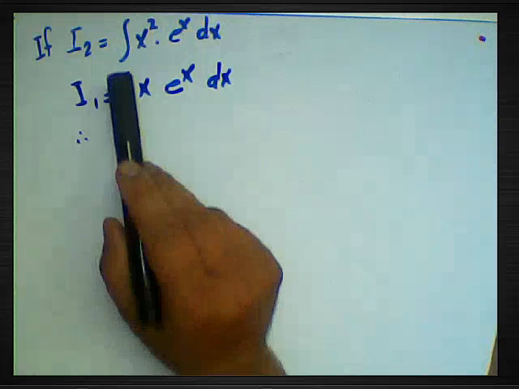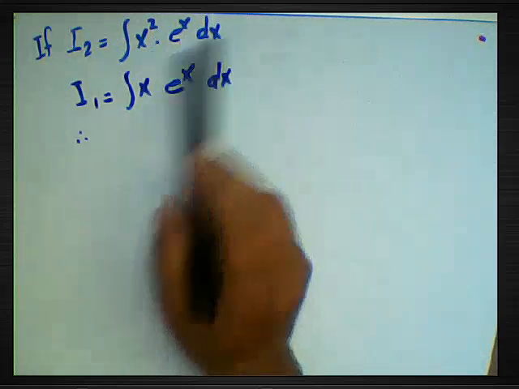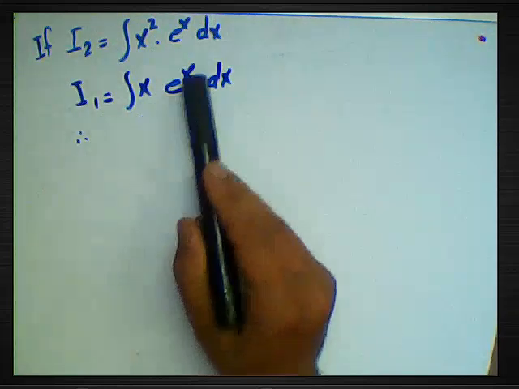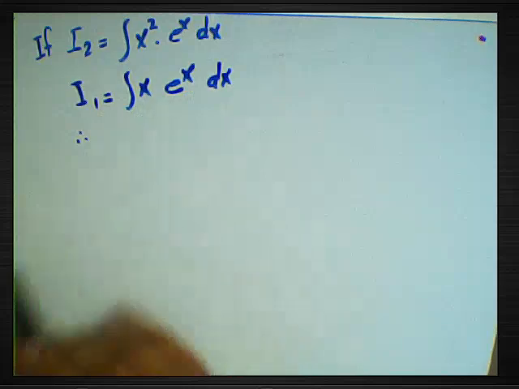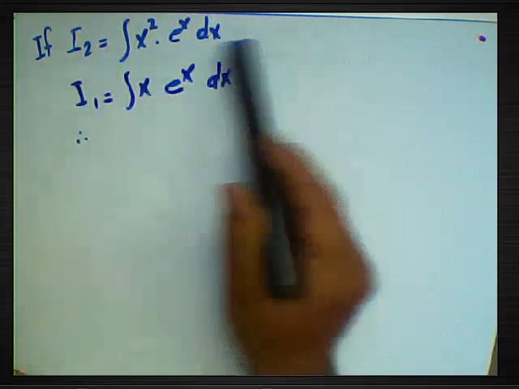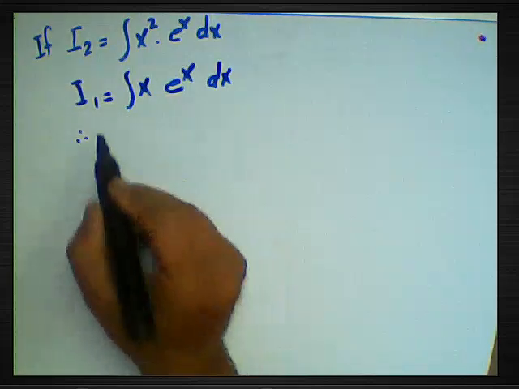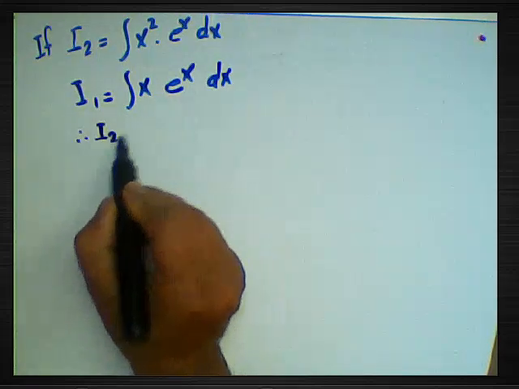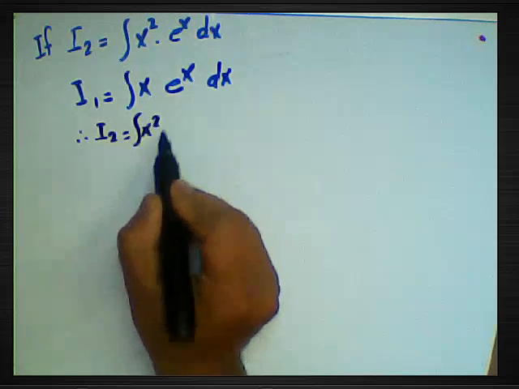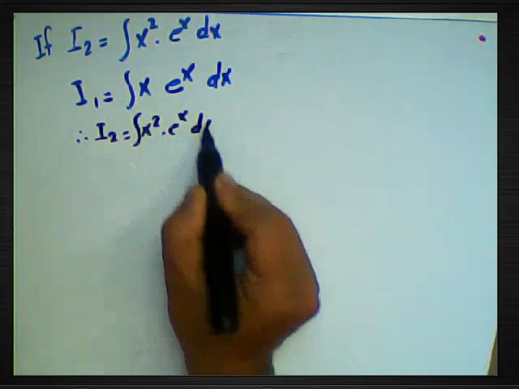If I2 equals the integration of x power 2 e power x dx, and I1 is the integration of x e power x dx, we want to find the relation between I1 and I2. We can find the result for I2 and I1 by partial integration. We know I2 equals the integration of x power 2 e power x dx.